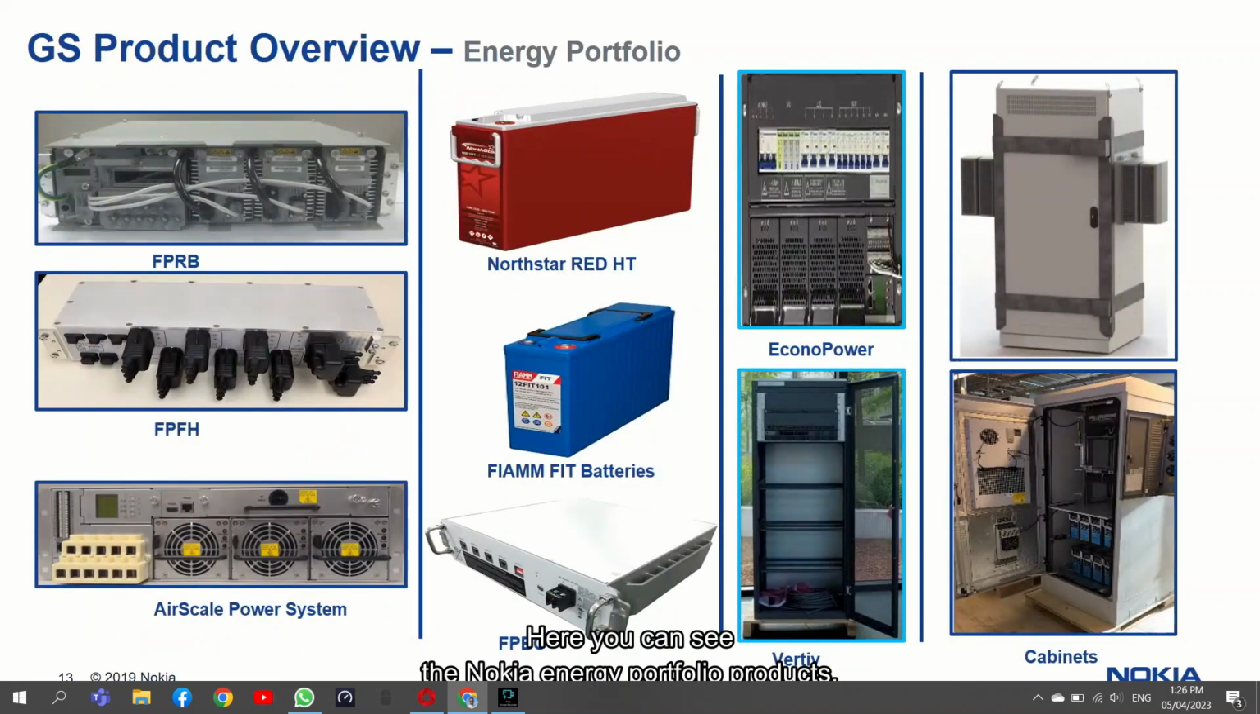Here you can see the Nokia Energy portfolio products. On the left-hand side, you can see outdoor rectifiers. In the middle, you have the indoor batteries and then the outdoor battery module on the bottom. Then, on the right-hand side, different types of cabinets. Power cabinets, with rectifiers and batteries installed inside of the cabinet.